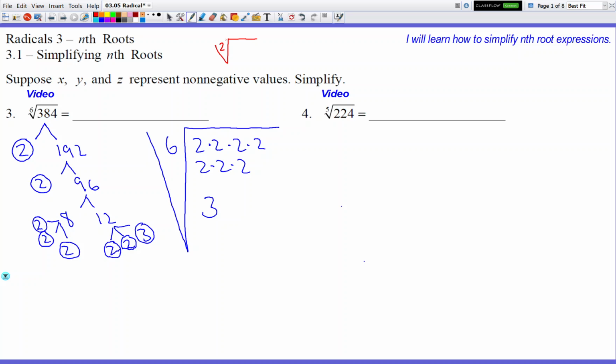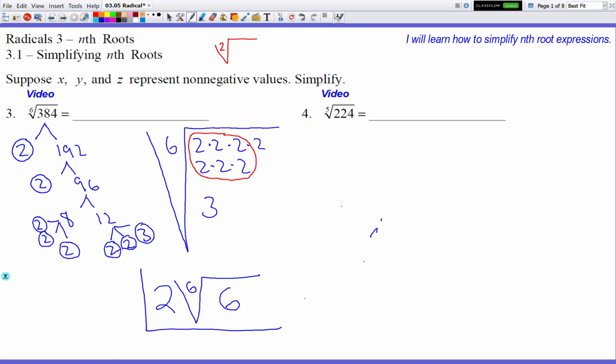Okay, so now that I have a 6 in that little check mark space, I need to find 6 numbers that match for me to circle, so that they can go outside. I luckily have 6 2's. Do I have another 6 2's? No, I only have one more 2, so I can't circle that one. Do I have 6 3's? No, I only have 1 3. So what's going to happen here is your 2 is going to go on the outside, and your 2 and 3, since they didn't get circled, you're going to put them back together again like Humpty Dumpty, and you're going to get a 6.